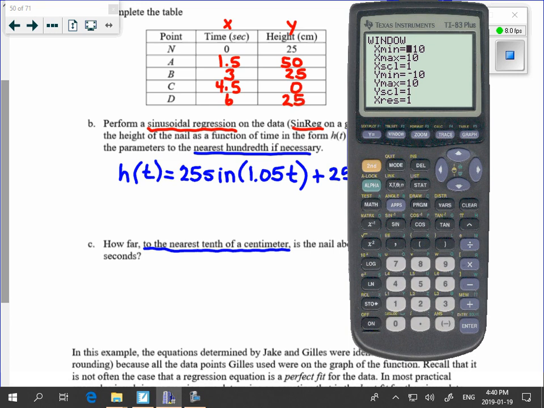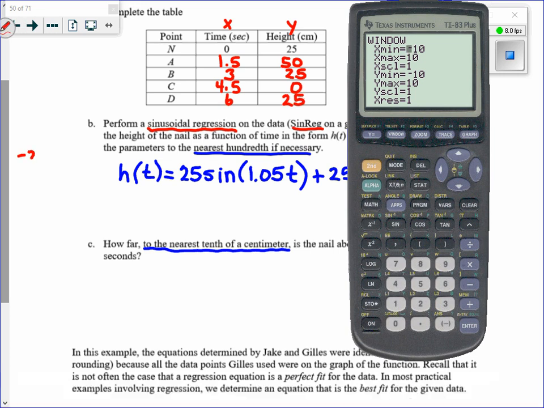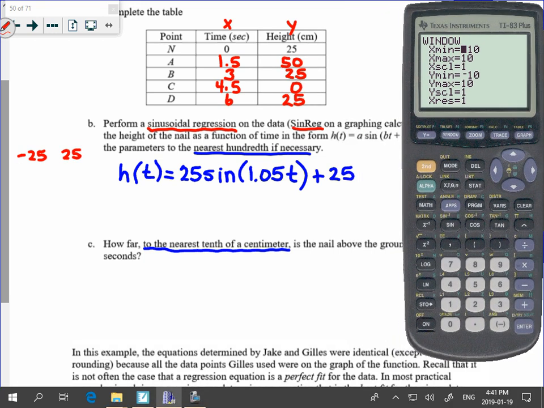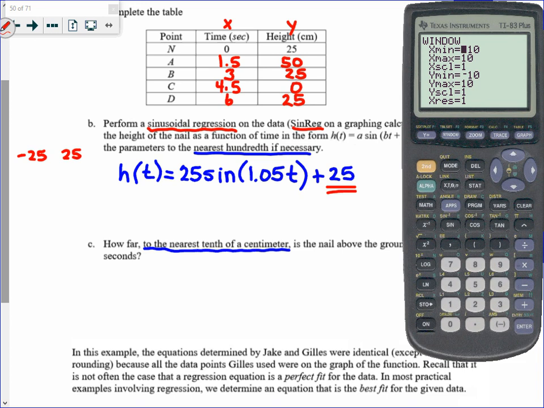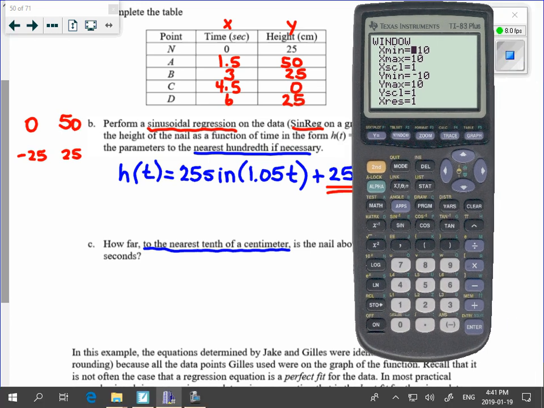We know that our windows have to be, well, if we have an amplitude of 25, okay, a normal sine graph starts at 0, right? But we have an amplitude of 25, that means our max and min points would be at negative 25 and positive 25, but we have vertically translated this graph 25 units up. So that means our minimum is now going to be at 0. Our maximum is going to be at 50. Okay? And that's our minimum and maximum on our y. So we're going to have to set our y's from 0 to 50.